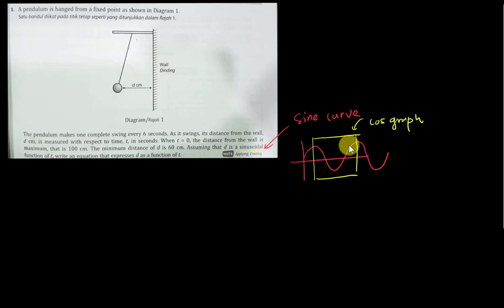Alright, then here we have some information. One of the important pieces of information is that one complete swing is every 6 seconds. So I will assume 6 seconds is one complete cycle. This is the first idea. Then over here it says something about maximum and minimum. Maximum is 100 cm and minimum is 60 cm, because we're going to use the maximum and minimum to do our graph here. And then it says when t equals 0 it is at the maximum, so time is actually quite important.